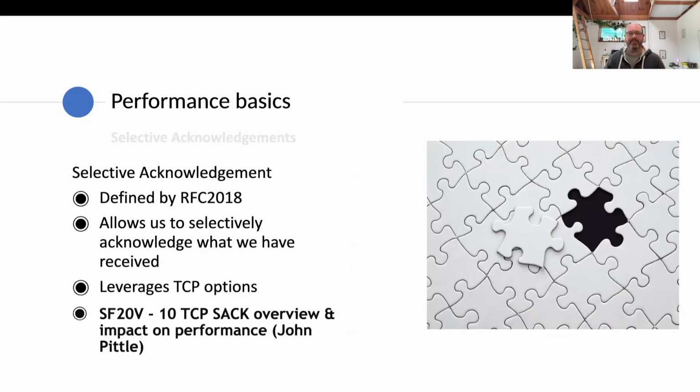to that behavior. Then we had selective acknowledgement, which was RFC 2018, and it allows us to selectively acknowledge what data we have received, and it leverages the TCP options. And that means that if you've got timestamps disabled, you can have up to 4 selective acknowledgement blocks, left edge, right edge. If you've got TCP timestamps, you're only going to be able to have 3. But there's a really good paper on this, really good talk from SharkFest 20, which was the virtual event, by the services CTO for Riverbed, John Pittle, and I'll put a link to that as well if you want to go over that. Really, really good talk.